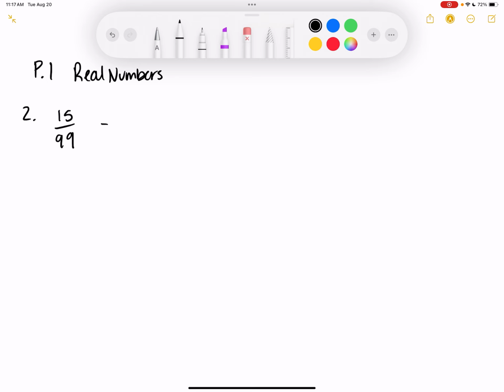Okay. So, 0.15, with a line over it, because it's what kind of a decimal? Repeating. So this one repeats.